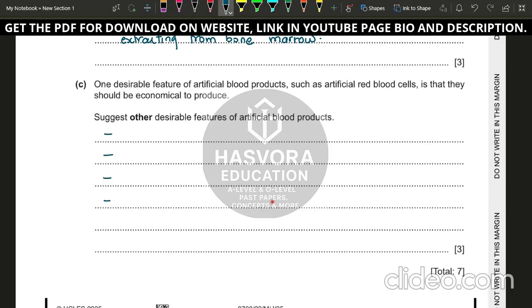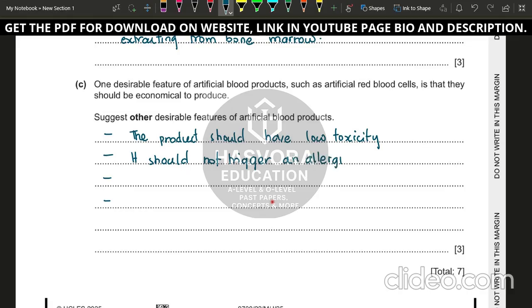The first one should be that the product should have low toxicity. It should not trigger an allergic response. Okay, like some people are allergic to some of the vaccines. So it should cater that.